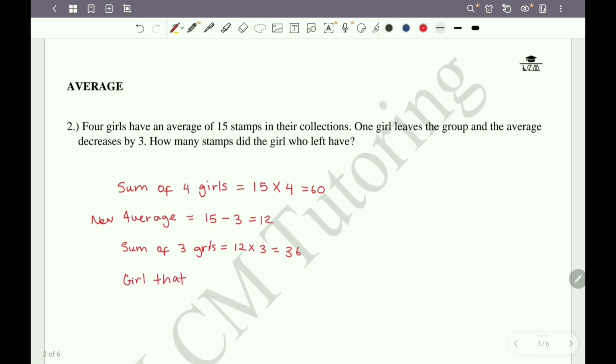I'm going to just say that statement quite literally. Girl that left equals 60 minus 36, right? Because the total, or the sum, decreased from 60 to 36. So the girl that left took all those stamps with her. She took 60 minus 36, which is 24 stamps with her. And there is your answer for question 2. Girl that left had 24 stamps.